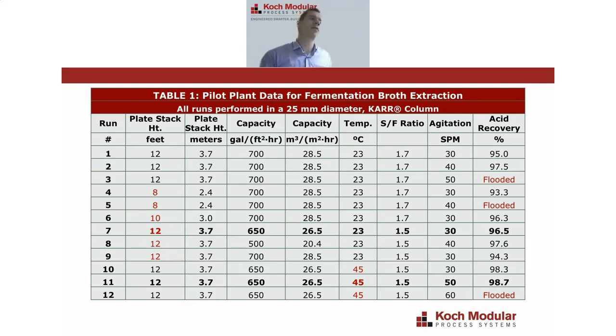Then our next step was to take data from the pilot test and design the commercial scale columns. So we looked at runs 7 and 11, which are formatted in bold here, and we used that for scaling up. And the reason we did that is because we wanted our customer to have the flexibility of running at ambient conditions in addition to elevated temperature conditions.